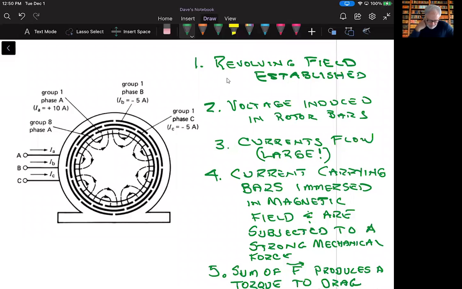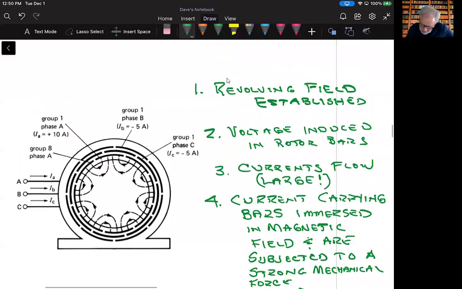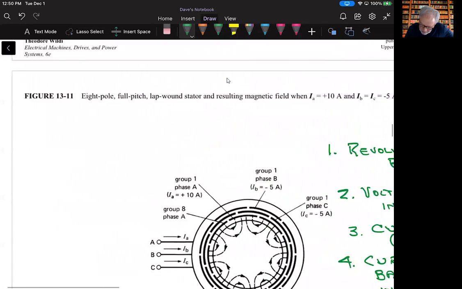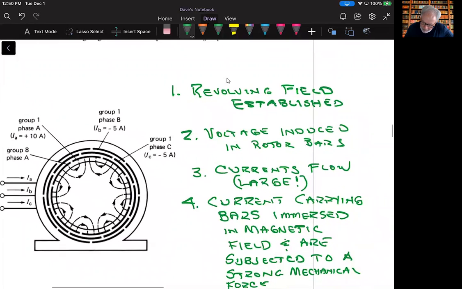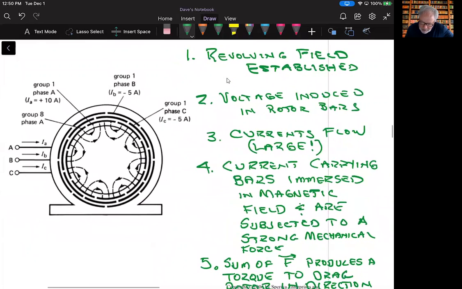So I'm going to use this figure, Figure 13.11, as something we'll reference as we walk through this starting characteristics sequence. Initially, we have connected three phases of AC to the stator of this motor, and we understand how the phase groups are laid out for the three phases to get the magnetic field. Now the text says the rotor is locked. Well, that means it hasn't started to turn yet. That's what you call the starting condition.